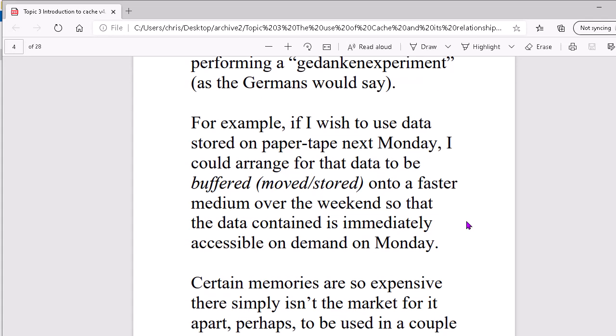So think about this. If I want to use quite a lot of data which is currently stored on paper tape on Monday, I could arrange for that data to be, first of all, buffered or moved or stored onto a faster medium, i.e. faster memory, over the weekend, so that the data is immediately accessible on demand on Monday. It's there, it's ready, I can load it. I don't have to wait 2 days to get the data off, making the system that needs the data wait. I don't have to do that.